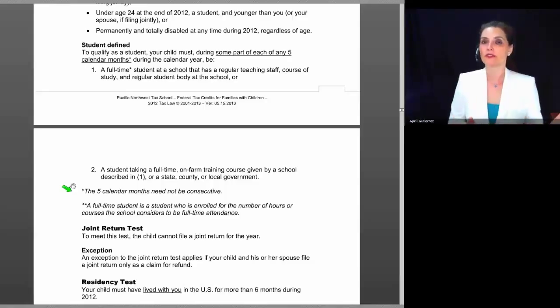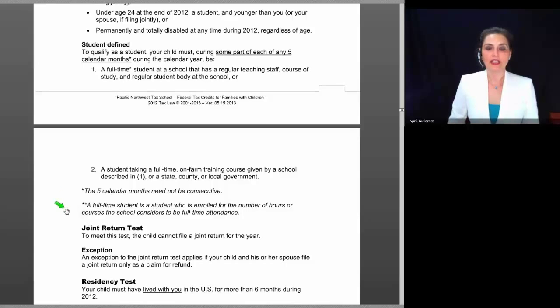attend any more school for 2012, went to school for a few months during the year, but maybe they went for a couple of months in the spring term, and then they went for 4 more months in the fall term. Even though they're not consecutive months, what matters is that the child was full-time for at least some part in each of 5 months during the year, and if your child can meet those tests, then the child is considered to be a student.